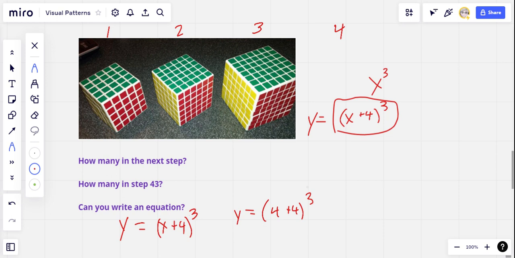And I'm just going to pull out my calculator here. 8 times 8 times 8, and that is 512. So already by step 4, we have 512 little cubes.